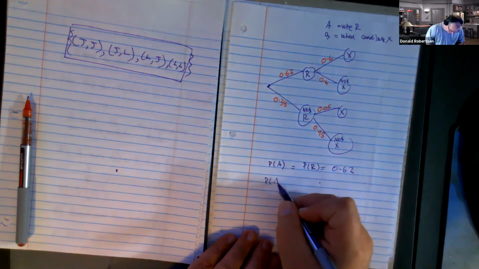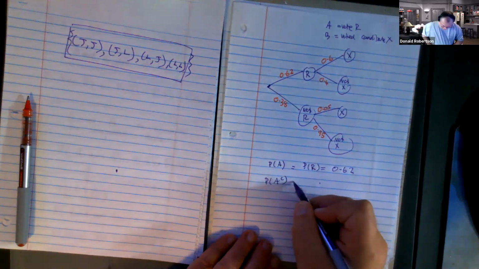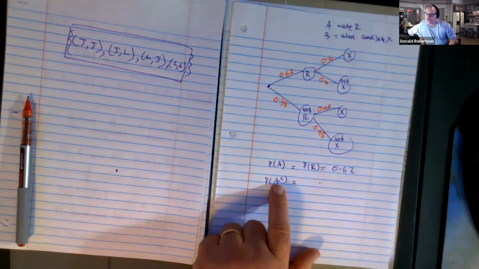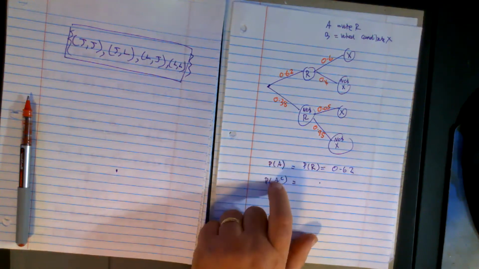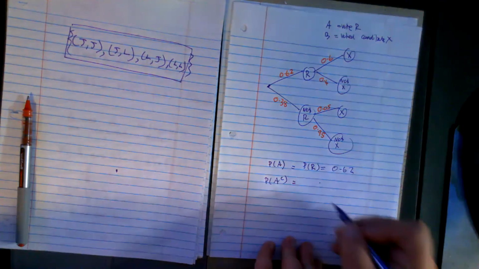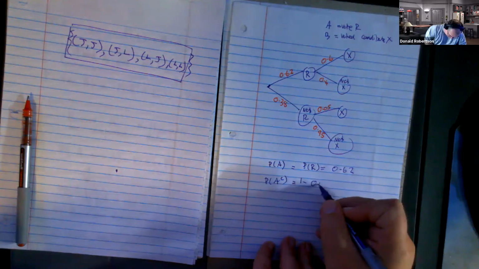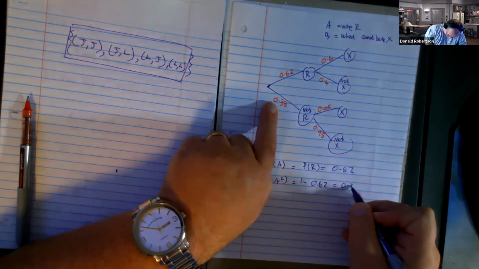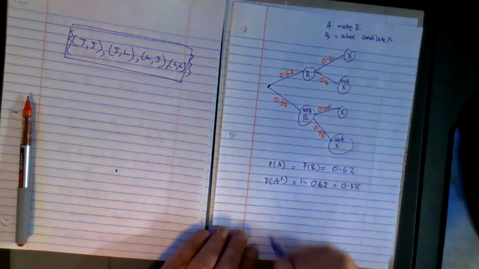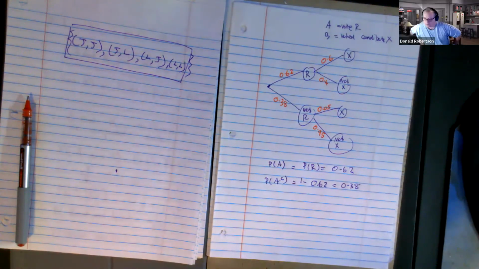Now, that's called the complement of A. The complement of A means not A. Wouldn't that just be 1 minus 0.62? Yes, and that would be in my table, the 0.38. So that's the probability that they're not Republican, or not whatever they are in a different story.